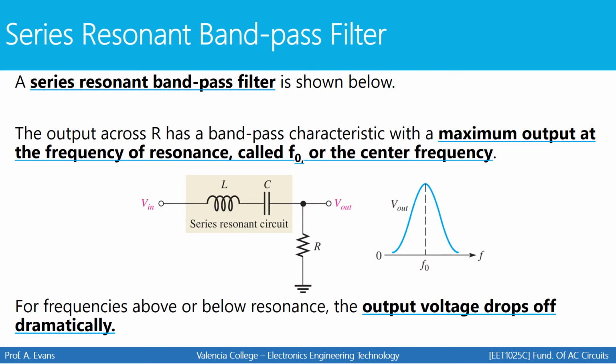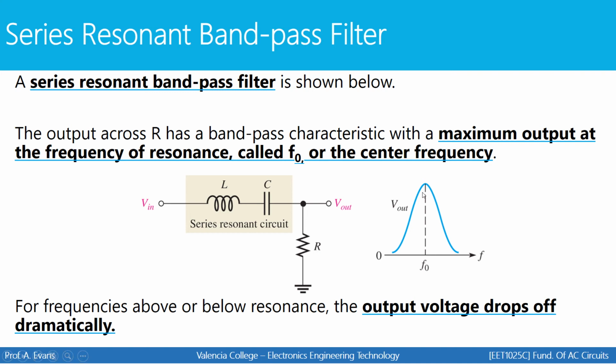Now the resonant frequency is called F0 when we're looking at a bandpass filter or a band stop filter, but it's the same resonant frequency that we've learned to calculate in previous videos. Another word for the resonant frequency when we're talking about bandpass filters is the center frequency. So those two terms are interchangeable when you're designing a series resonant bandpass filter. The center frequency is the same thing as the resonant frequency. And the center frequency is the point at which you're going to have your maximum output voltage.